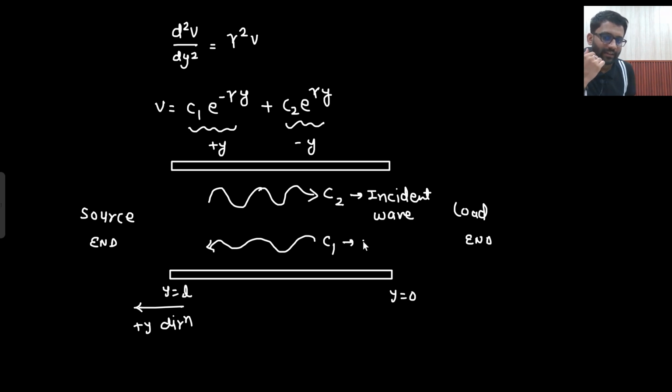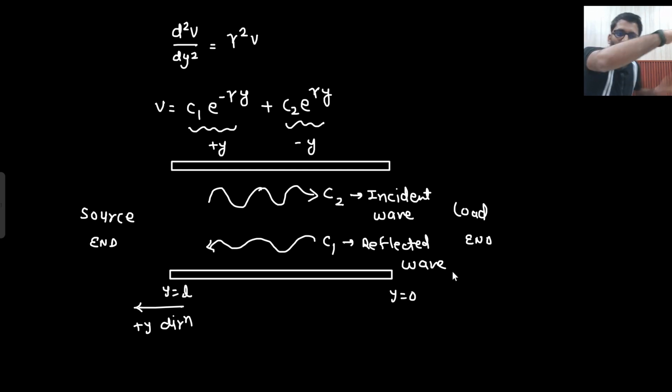And can I call this a reflected wave? Look, a very important discussion we are doing, which a lot of students get confused. So this is my incident wave, this is my reflected wave. Can I call it in this manner? Because from the source the voltage wave will go and it will come back.